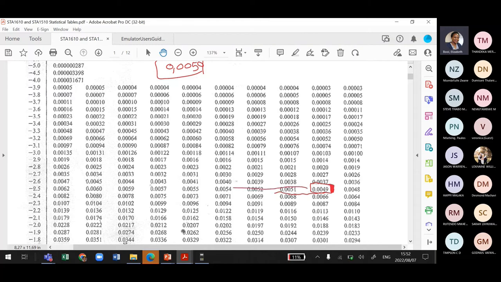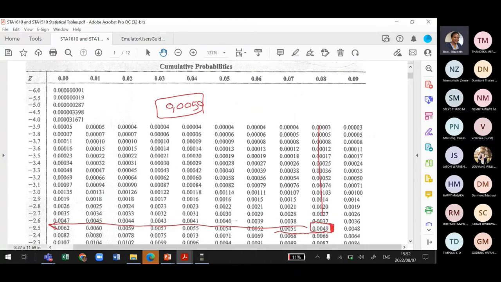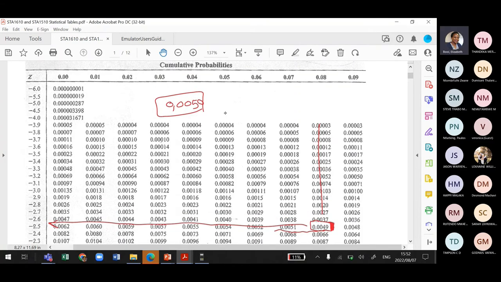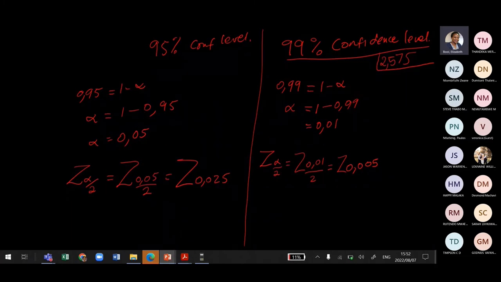So if I go out, 2.5, and I go out, 8. So our Z critical for this will be equals to 2.58. And that is the critical value for when Z, only for Z. This is only for Z.